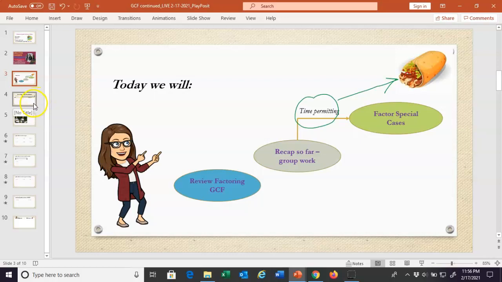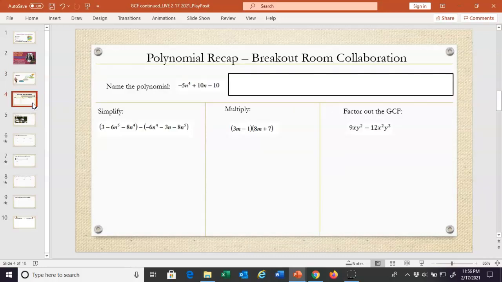But one of those things encompassed in that enchilada is factoring special cases. So we have a special case called the difference of two squares, and that's what we're going to get to today. But before we do that, I thought it'd be a good idea to review and recap our breakout room assignment that we did last class.